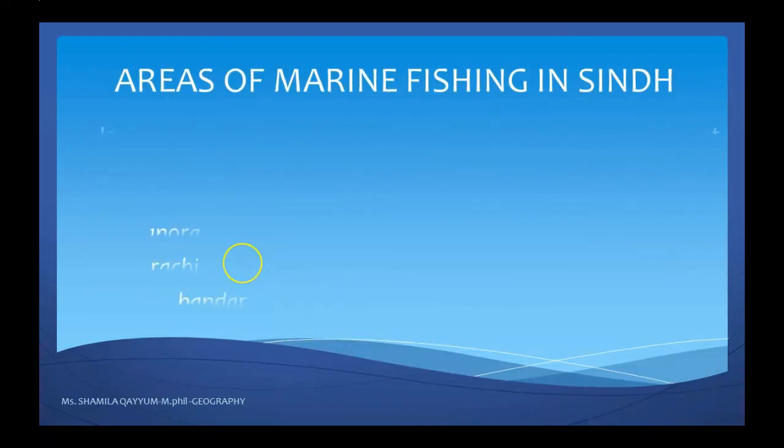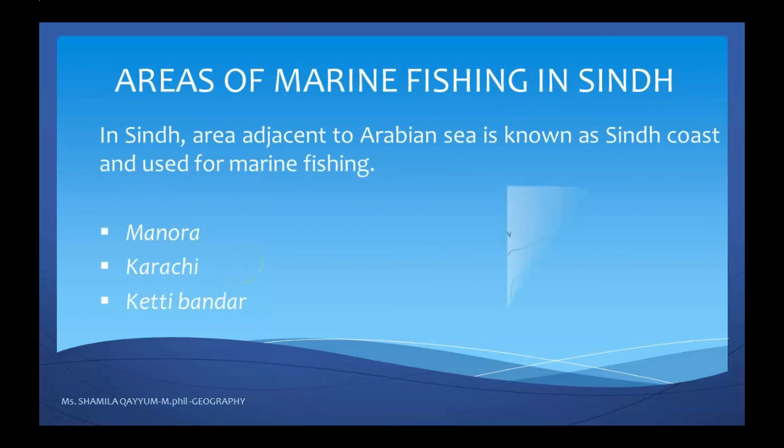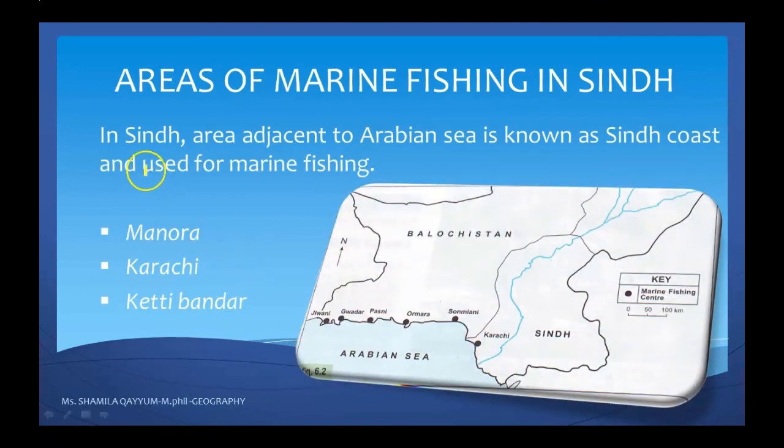Let's discuss famous areas used in fishing in Sindh. In Sindh, the area adjacent to the Arabian Sea is known as Sindh coast and it is used for marine fishing. In Sindh, the following ports are used for subsistence and commercial fishing: Monora, Karachi, Keti Bandar, Kemari, which is also known as Kemari Jetty. Look at the map of the Sindh coast. Here Kemari is found. At this point Monora is found. Here Karachi is already labeled, while Keti Bandar is located in the south of Sindh.